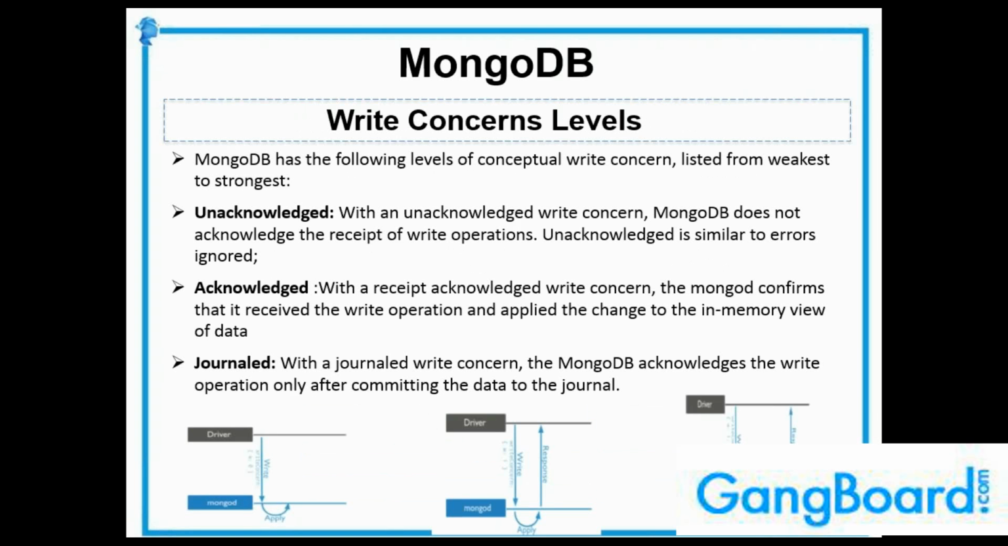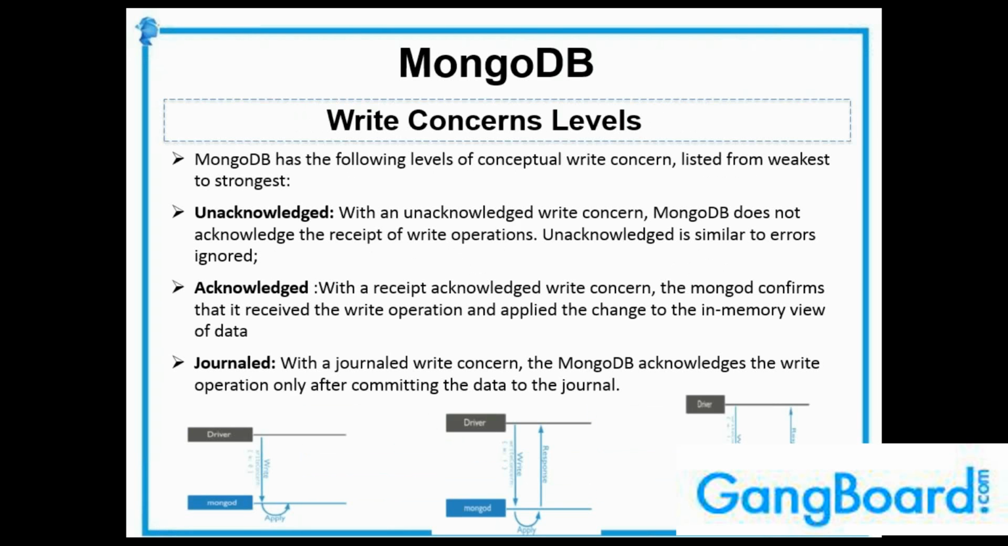Unacknowledged means MongoDB does not acknowledge the receipt. It will not tell whether it has written to memory or not. It will not give you any feedback like I have written it or not. It will just accept whatever insert, update, or delete comes. Acknowledged means it will write in the memory and give you an acknowledgement, like boss, I have written in the memory.